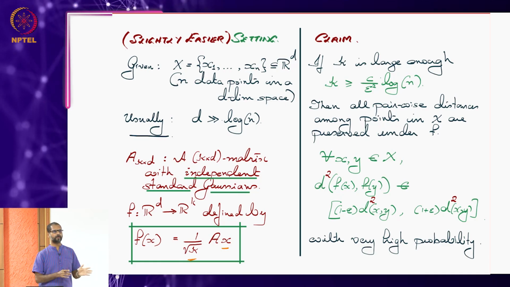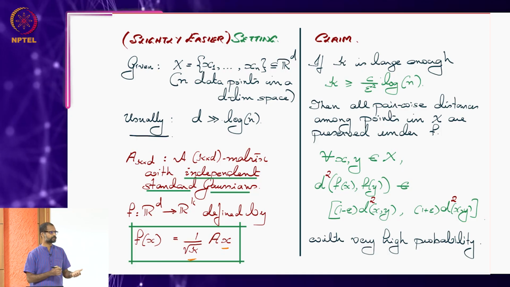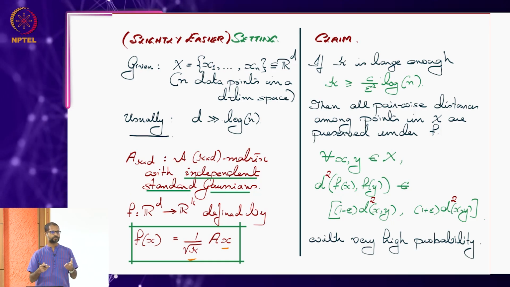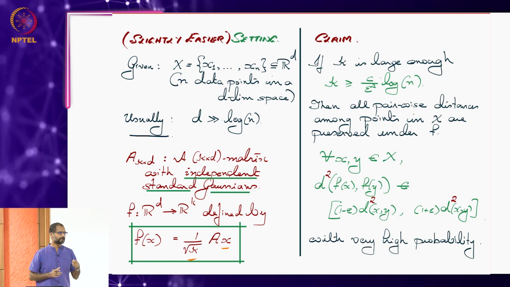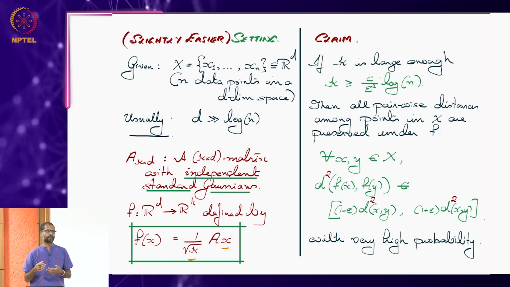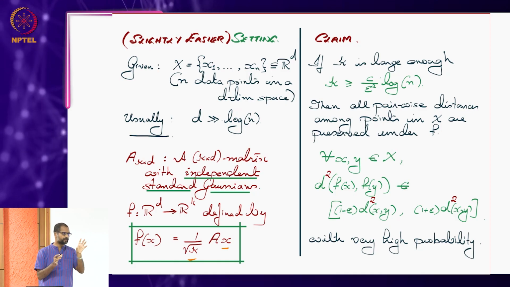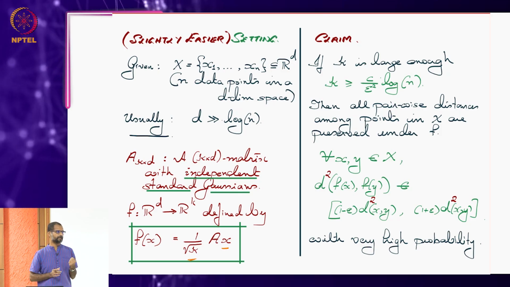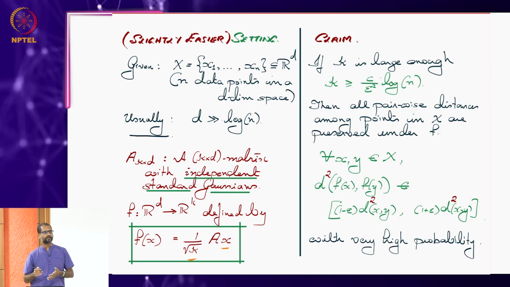Your x1 will be at 1 by root k Ax1, your x2, the second data point, will be at 1 by root k Ax2, and so on. Your xn will be at 1 by root k Axn. Since the matrix is a long rectangular matrix, the result is just a k dimensional vector instead of d, and since we assume d is much larger than log n, and k is roughly order log n, this is going to be a compressed representation of the data. Instead of each data point being d dimensional in the original setting, we reduce it to k dimensional. The guarantee remains the same.